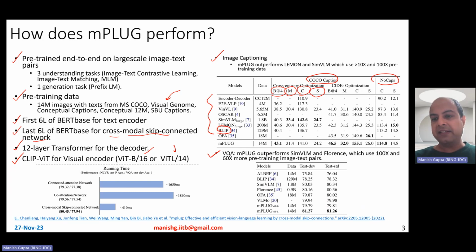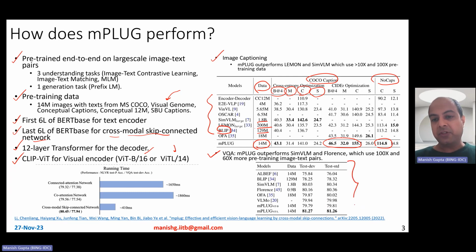What they found is that the mPLUG model gives very good results on most of these metrics. In fact, mPLUG with the 14 million pre-training data, not parameters, the pre-training data, outperforms BLIP, outperforms Lemon, and also SimVLM, which use way larger amounts of data. Lemon uses 10x more data than mPLUG. SimVLM uses 100x more training data than mPLUG.